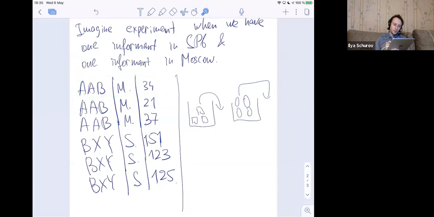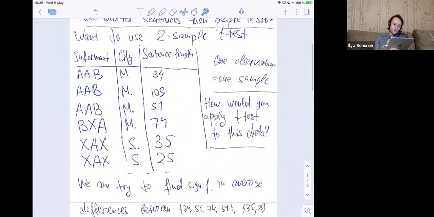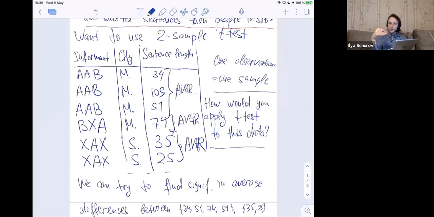And we can do it in different ways. For example, we can start from this table. We can find the average for each speaker. So we have an average here, we have an average here, and we have an average here. And then consider a new data frame in which for each speaker, for each informant, we will have one observation, one number, and then compare these averaged numbers.